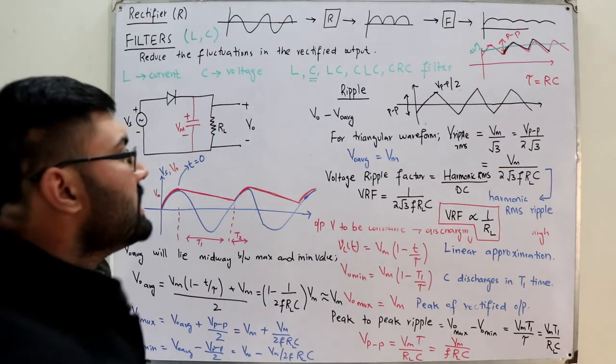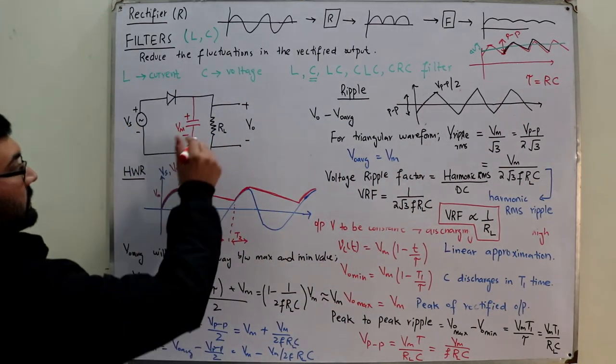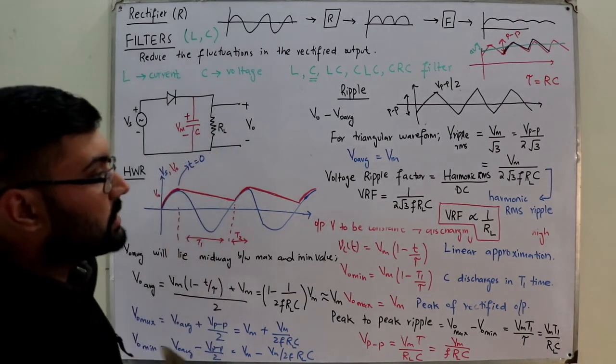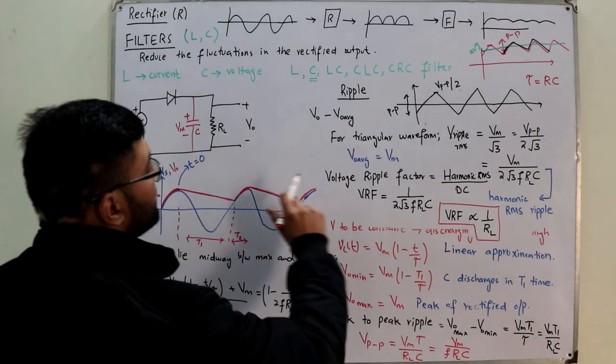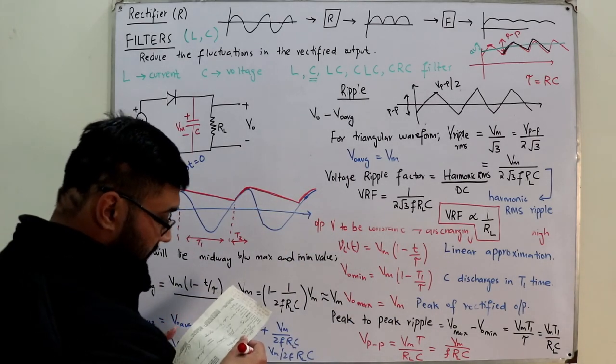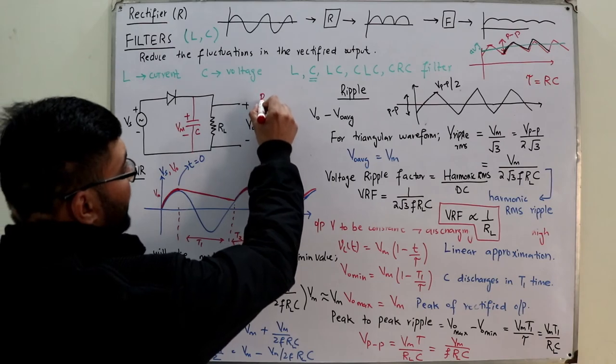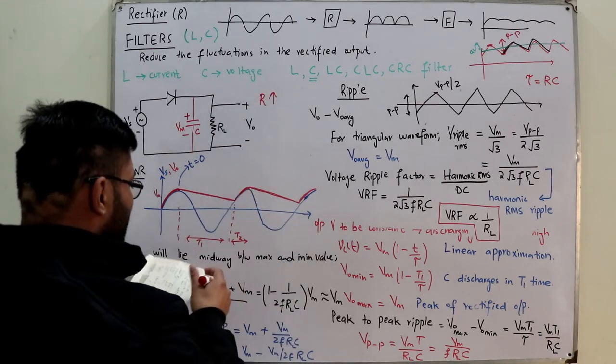So let's say I'm taking the capacitor value C to be constant. By changing the load, what do you have? This is suitable for a higher resistance. If the resistance is high, this would imply what?